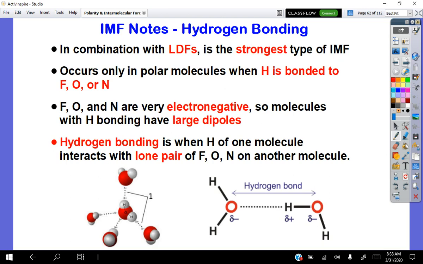Hydrogen bonding is when H of one molecule interacts with the lone pair of F, O, or N on another molecule. So I know they didn't draw the lone pairs in here, but there are technically two lone pairs here, and they are forming an attraction with H because this H is a very large partial positive due to being bonded to a very large partial negative. So it is a stronger dipole. Essentially, hydrogen bonding is a dipole-dipole force, but it's much stronger, and so it gets its own classification.